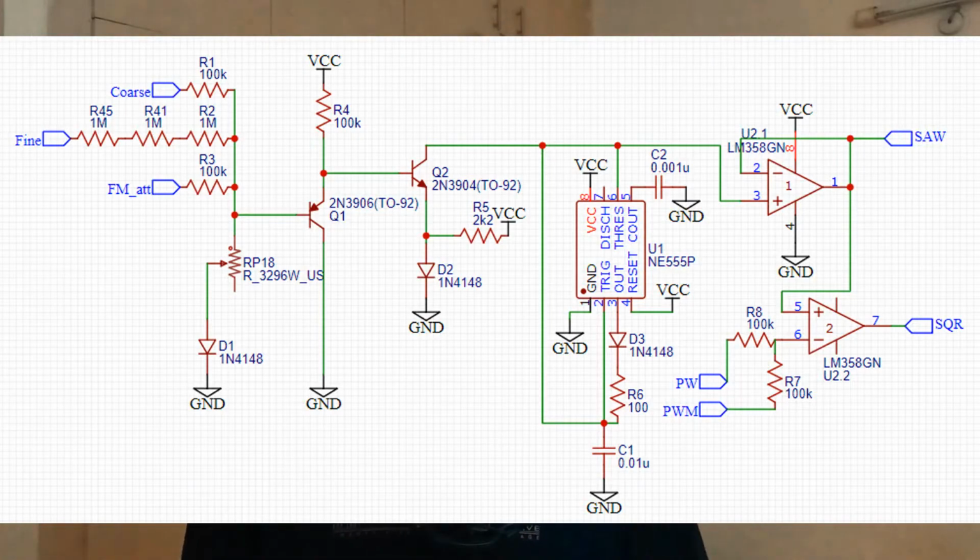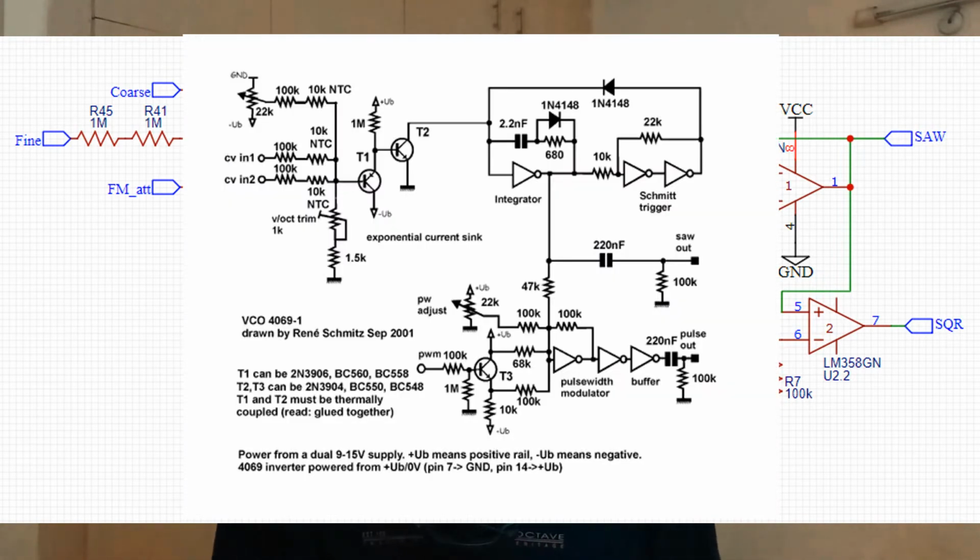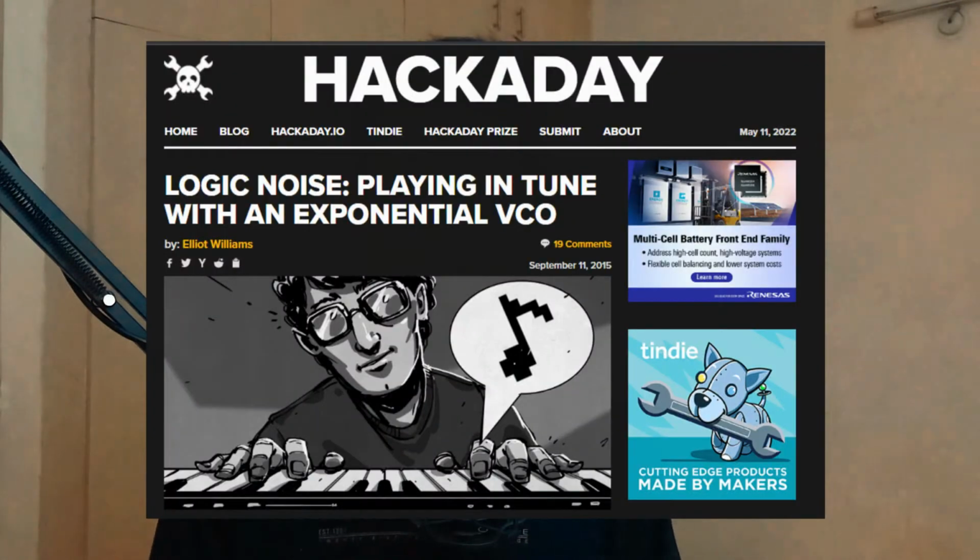This is the circuit I went with. This circuit was originally designed by Rene Schmitz. You can see it on his website. I'll put a link in the description. And it was later modified by Elliot Williams in his Hackaday article. I'll put a link for that as well.